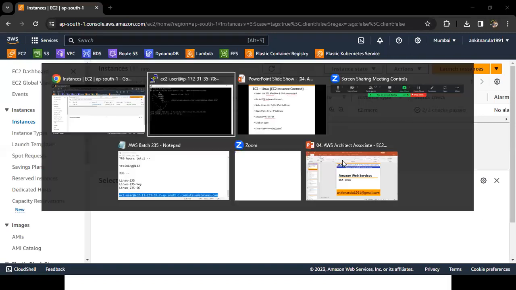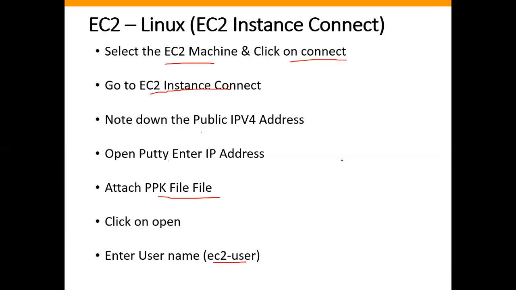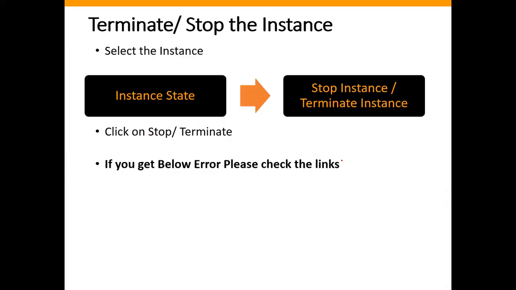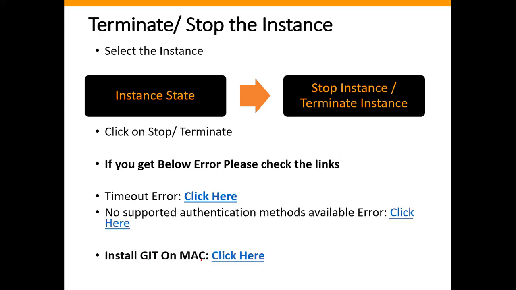And one important point: if we are using the Mac operating system, you can't use PuTTY because PuTTY does not support the Mac operating system. So in that case, you need to download Git on your Mac, or you can use the default terminal of the Mac operating system also. That particular link I have already given here, which you can check when you receive this PDF.